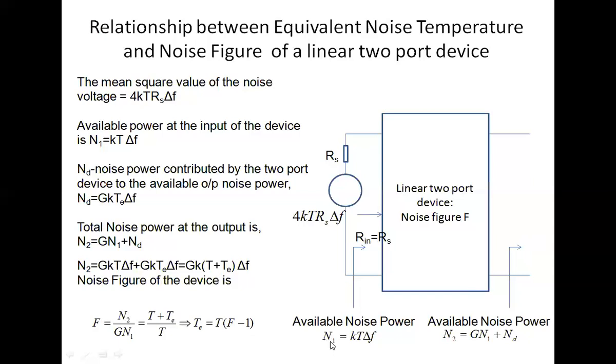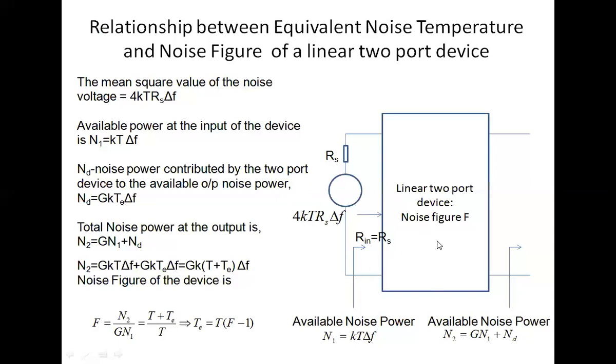If the noise power at the input is N1, the noise power at the output N2 is N1 multiplied by the gain, that is G N1, plus the device noise, that is ND. So N2 is the total noise power at the output: N2 is G N1 plus ND. Let us substitute here. N1 is kT delta F, so G N1 plus ND is G k T delta F plus ND, where T is the equivalent noise temperature of the device.